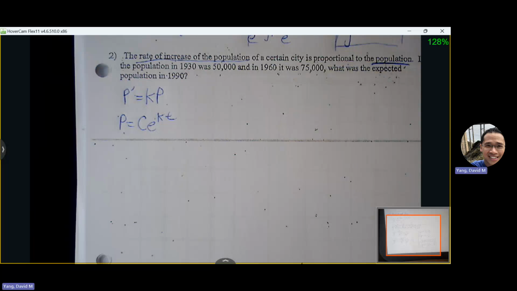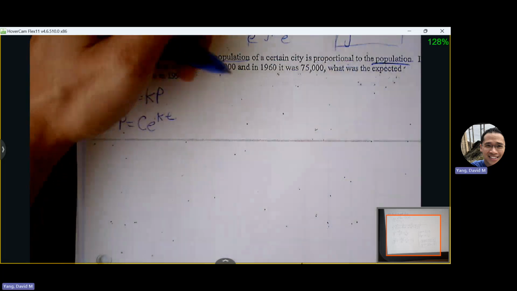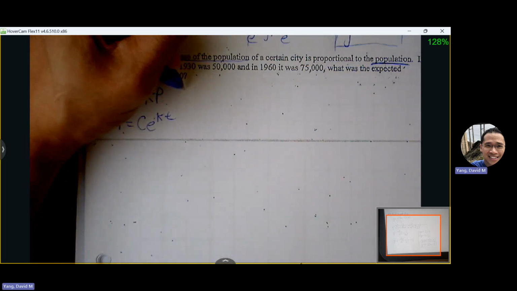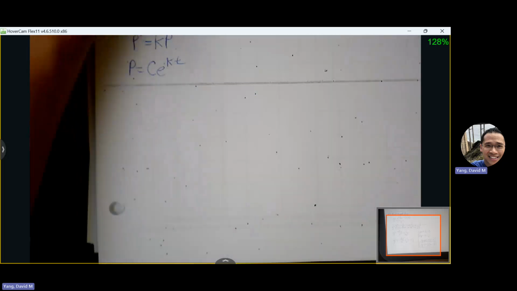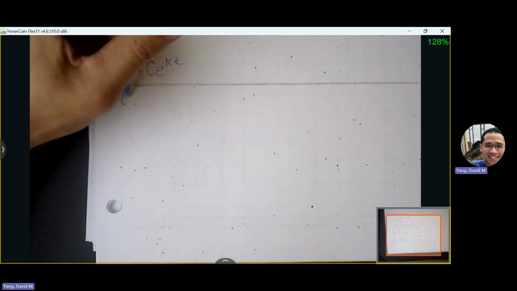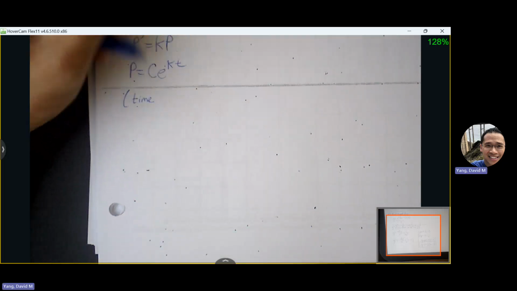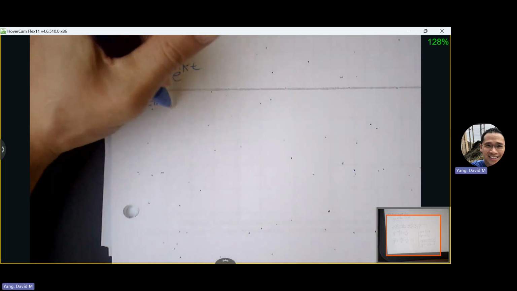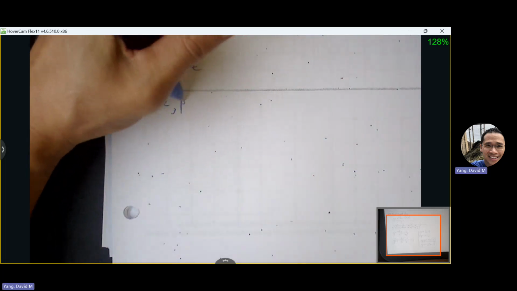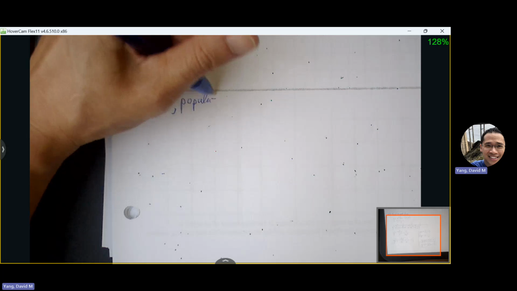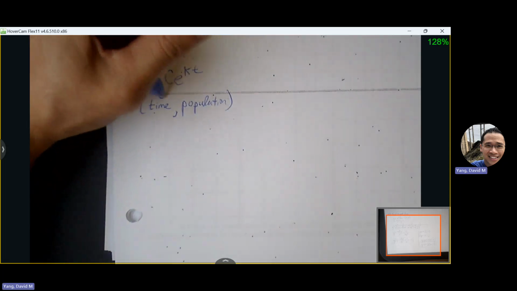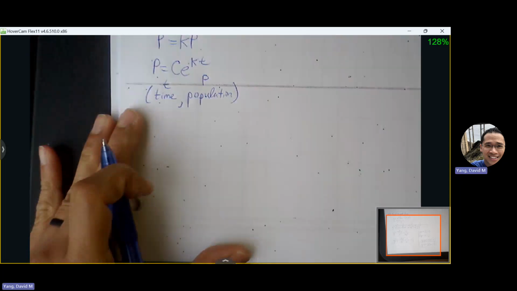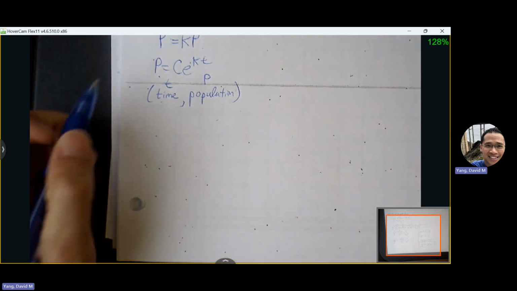We're going to gather a bunch of ordered pairs. Let me read the problem here. If the population in 1930 was 50,000 and then in 1960 was 75,000, what's the expected population in 1990? So I'm going to create a bunch of ordered pairs in this way here. Time is our independent variable, so time is our quote unquote X. And then population is our Y variable, our Y value. So instead of x, y, we're going to say t, comma, p.